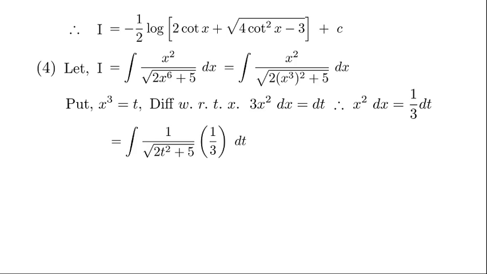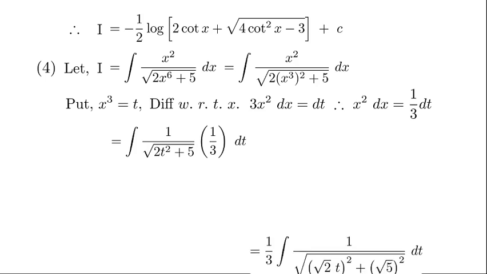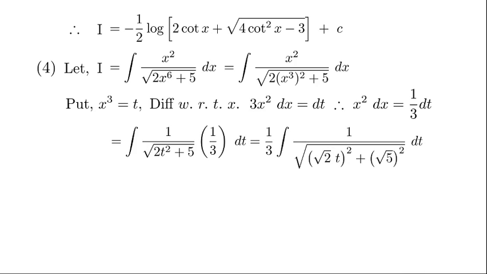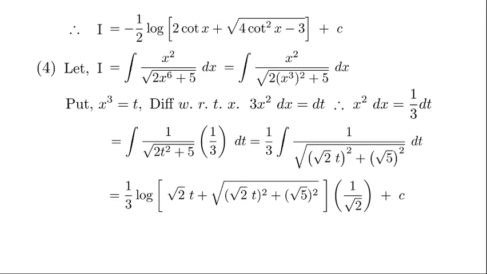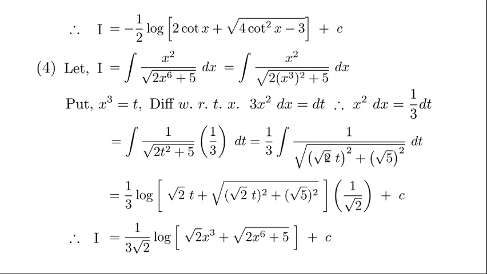So this 1 by 3 goes out, and we also adjust the denominator term as root 2t whole square plus root 5 whole square. And now this is in the form of integration of 1 upon root of x square plus a square dx. So the result is 1 by 3 log of x plus root of x square plus a square, that is root 2t plus root of root 2t whole square plus root 5 whole square, into 1 by root 2. This is the coefficient of t. So finally the result is 1 upon 3 root 2 log of root 2 x cube, where t is replaced by its original variable x cube, plus root of 2x raised to 6 plus 5, plus c.